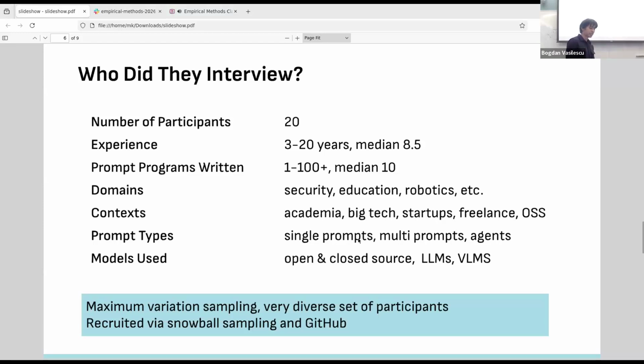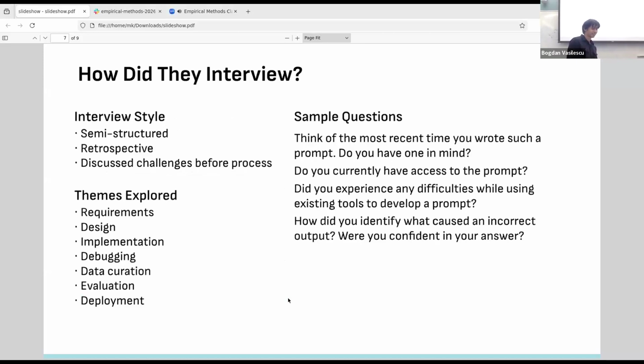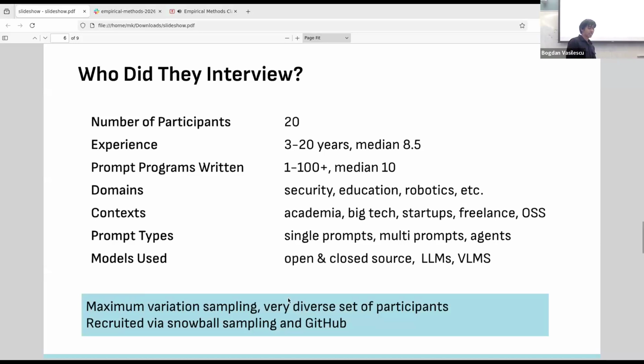Yeah, and so they did maximum variation sampling, and they also did snowball sampling. So they asked their people to recruit more, I think. It's like a pyramid scheme. They asked the people who they interviewed to ask for more.